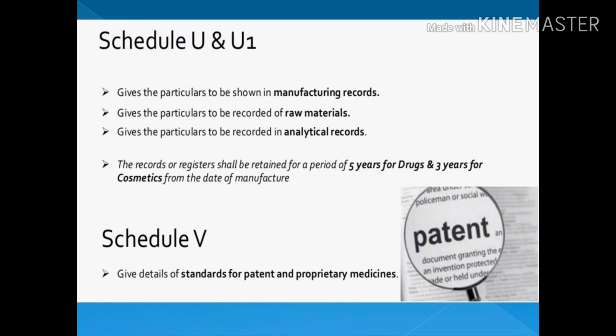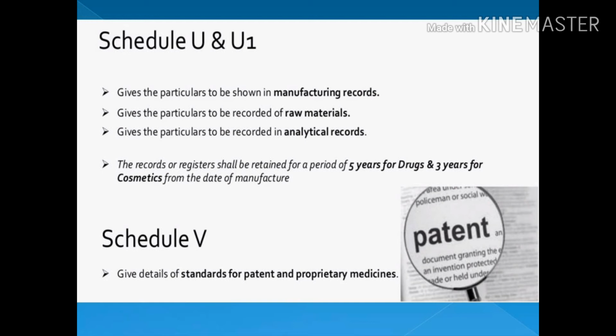Schedule U and U1. These give the particulars to be shown in manufacturing records, the particulars to be recorded of raw materials, and the particulars to be recorded in analytical records. The records or registers shall be retained for a period of 5 years for drugs and 3 years for cosmetics from the date of manufacture.